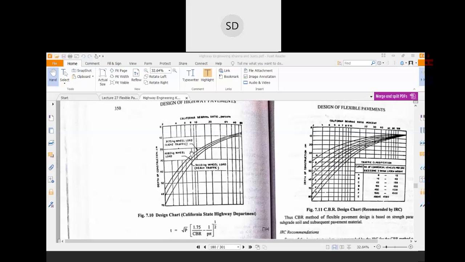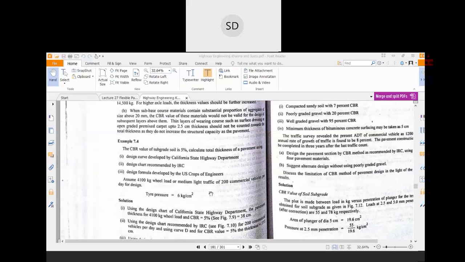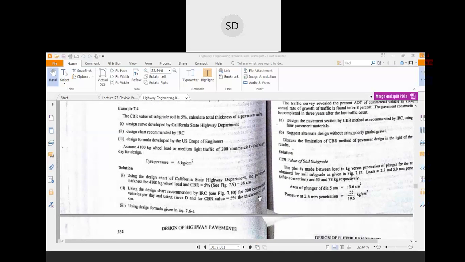You just have to read the curve where the California bearing ratio values are and where the depth of the section is. Another curve mentions the different traffic conditions. From that, you select the traffic condition as mentioned in your question or found from the survey, and find the total thickness of the pavement section. Using this chart you can easily find the total thickness of the pavement. It is written as 37.5 centimeter or nearly 38 centimeter.